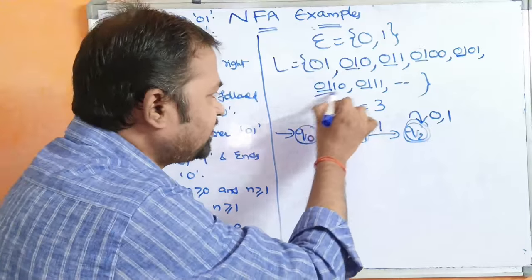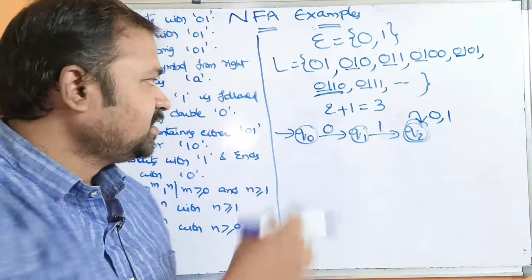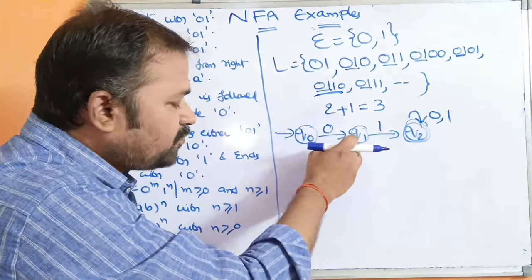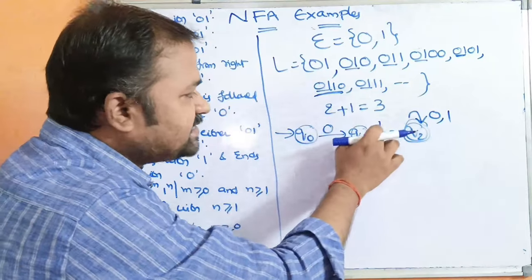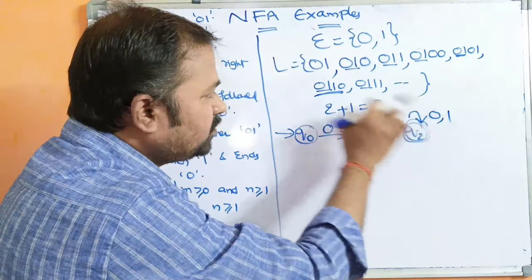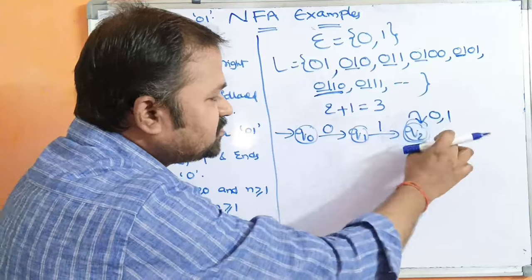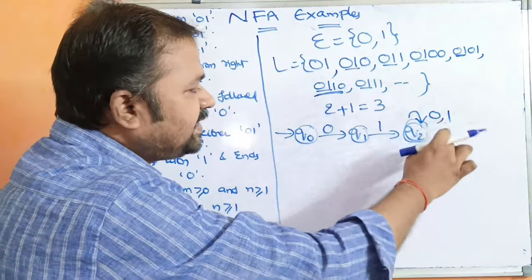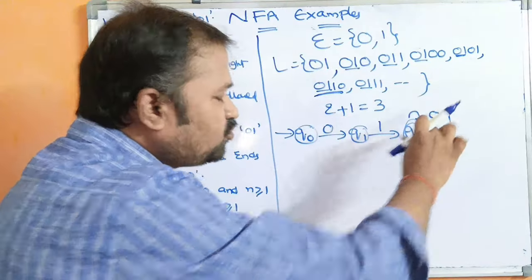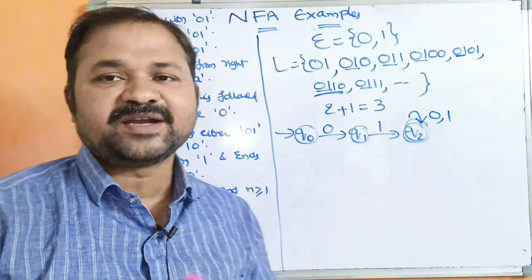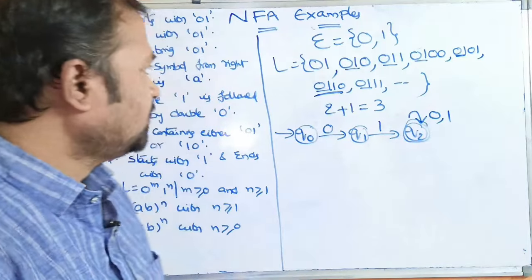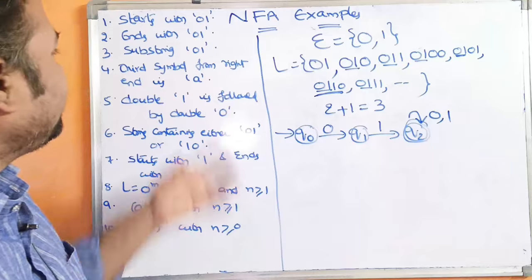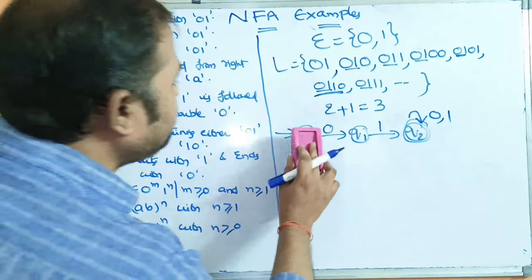Okay, let us take any string. Let us consider 0110. Let us apply 0, so we will move to the Q1 state. Now let us apply 1, we will move to Q2. Next, let us apply 1, so we will be in the Q2 state only. Let us apply 0, so we will be in Q2 state only. Q2 is nothing but the final state. So in this way, we can design NFA for the strings starting with 01.